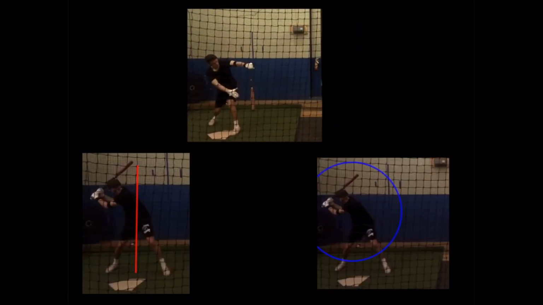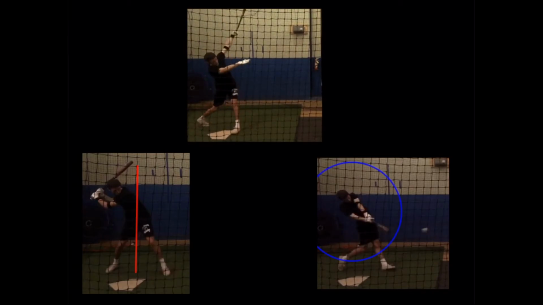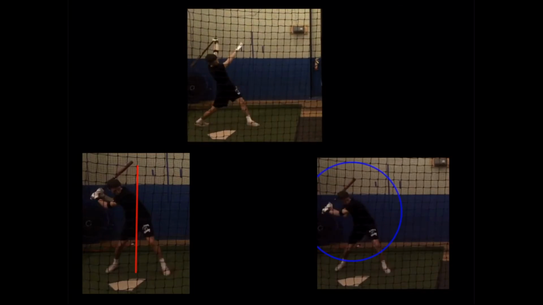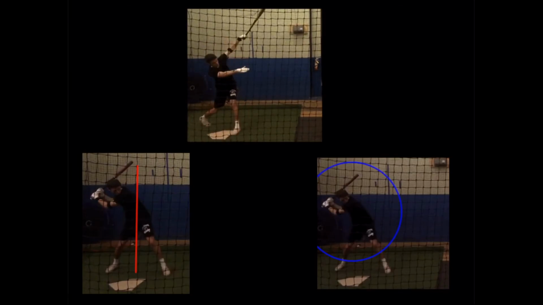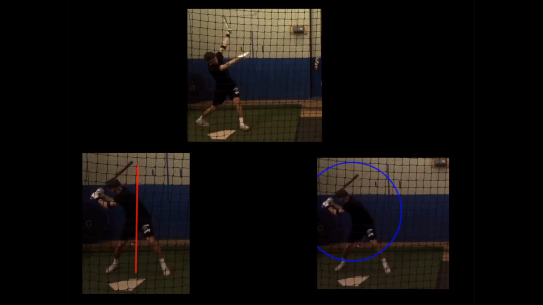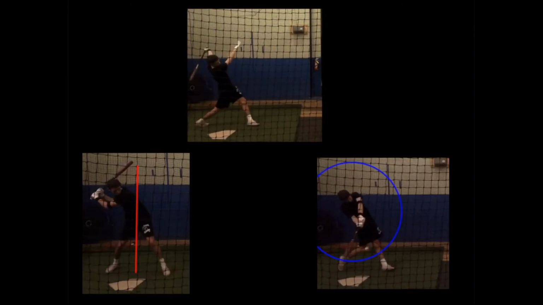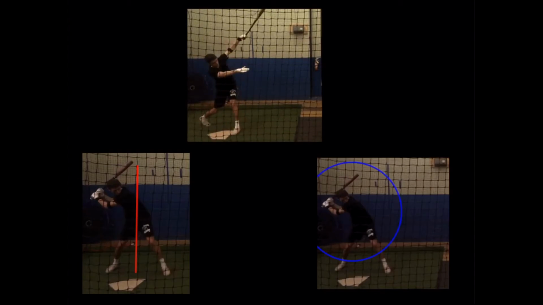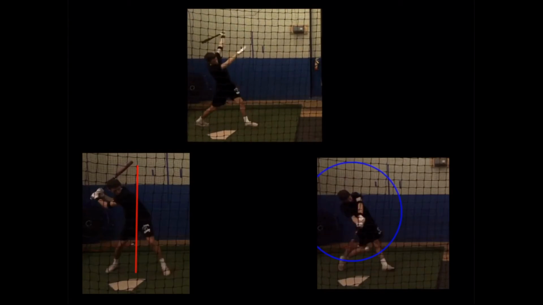The next section highlighted in this breakdown shows the hitter's posture at front foot strike and as he rotates through the swing. From here, you can see that he's losing his posture as he's leaning back towards the catcher. Notice the red line that is going right through the middle of his lower body, and that his back and his head are leaning way back away from the pitcher and away from this line.